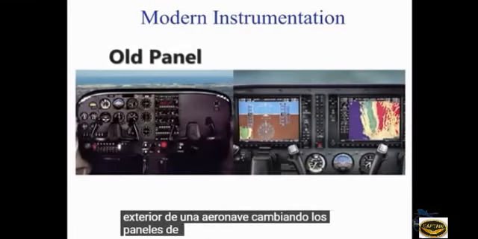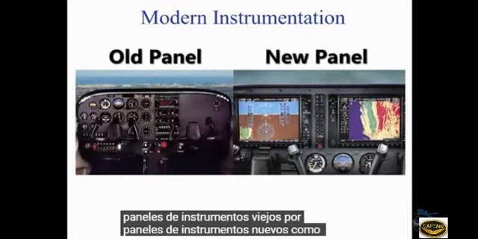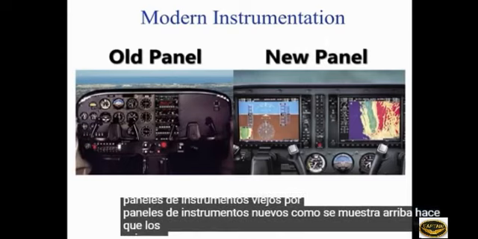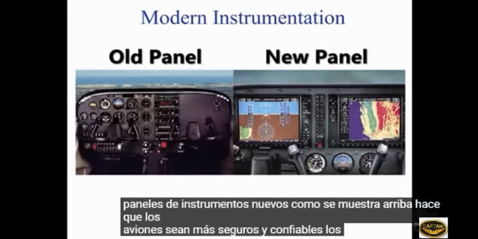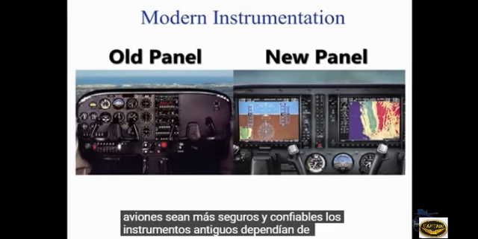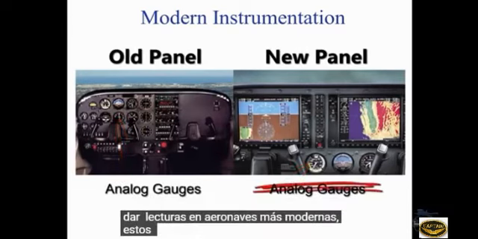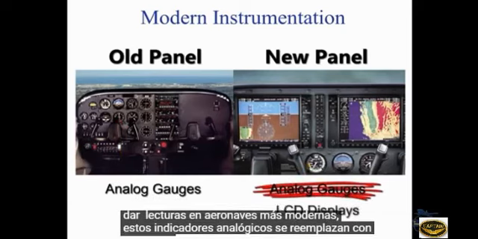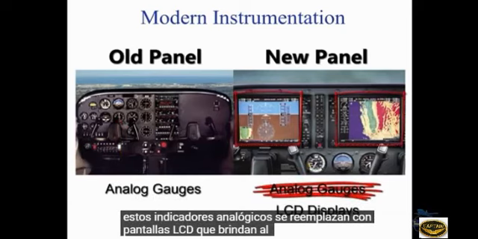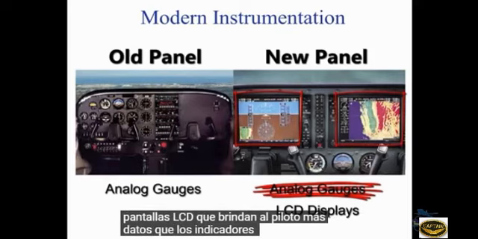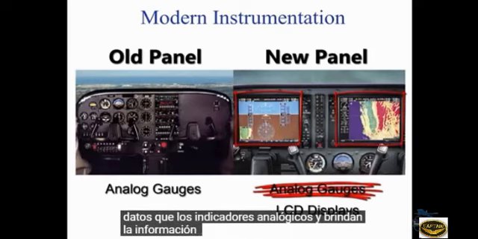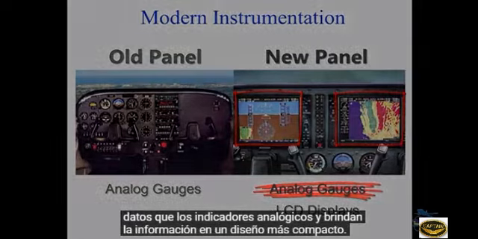Switching out the old instrument panels with new instrument panels, as shown above, makes planes safer and more reliable. Old instruments relied on analog gauges to give readings. In more modern aircraft, these analog gauges are replaced with LCD displays that give the pilot more data than the analog gauges and gives the information in a more compact layout.